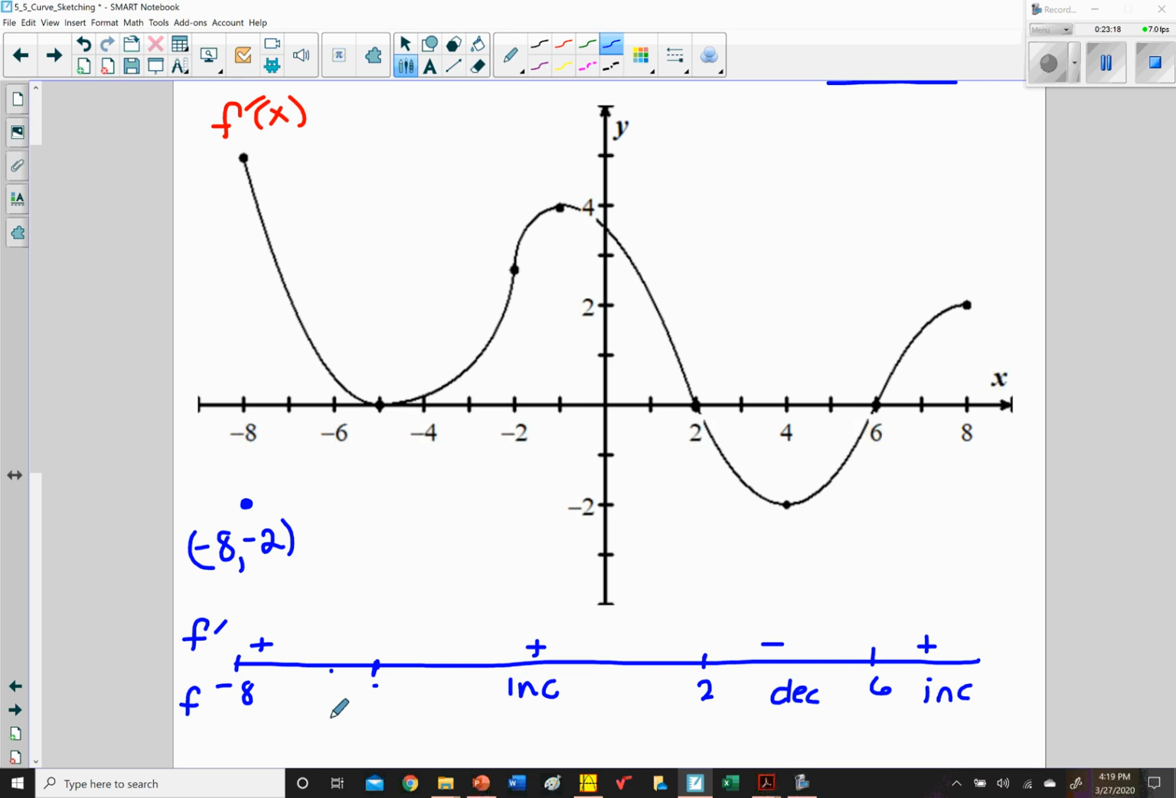Okay. So what does that tell me? My graph is going to be increasing everywhere until we get over to +2. Then the graph has to decrease. And then after 6, we're back to increasing. Now, we also said earlier that the second derivative would have points of inflection at max and mins. Well, here's a max, here's a min, here's a min. So these are points of inflection on our function graph, right?